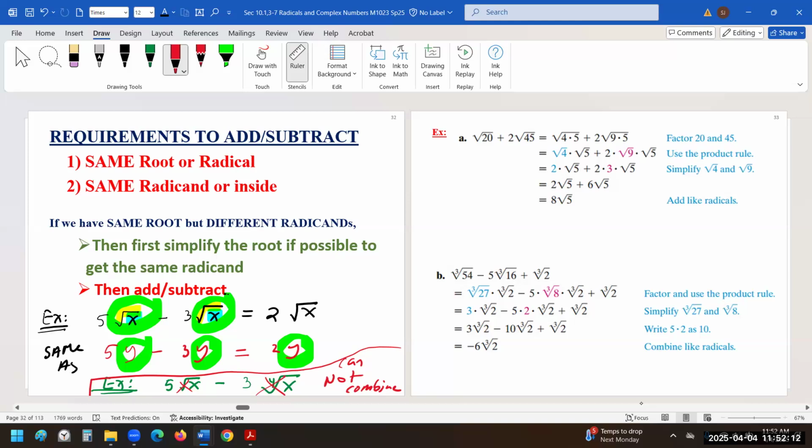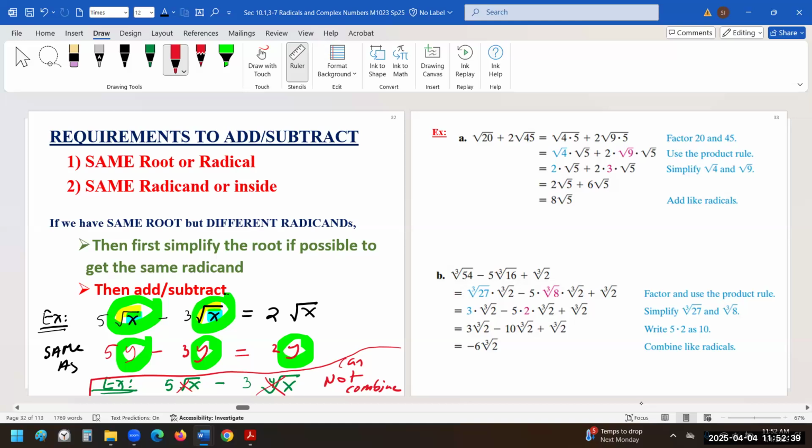Now, once we simplify all of them, we see they are all actually the same radical: cube root of 2, cube root of 2, cube root of 2. That means, yes, we can combine them. So we keep our cube root of 2, and we do 3 minus 10, which is negative 7. Negative 7 plus 1 is negative 6. So the answer is negative 6 cube root of 2.